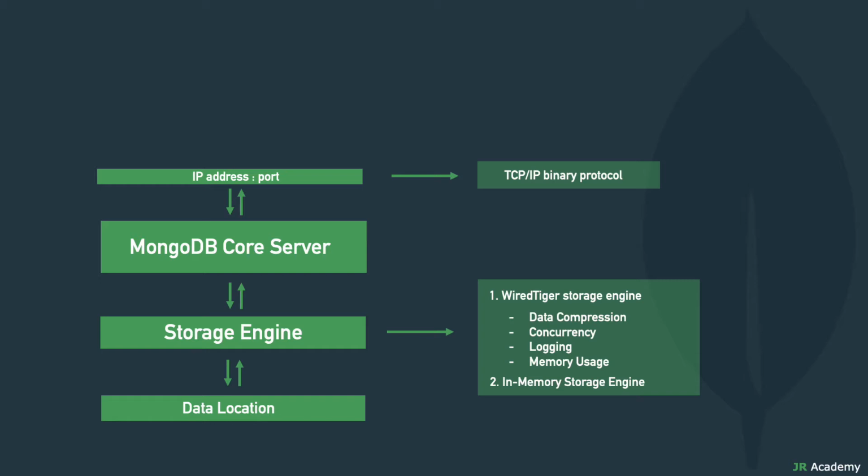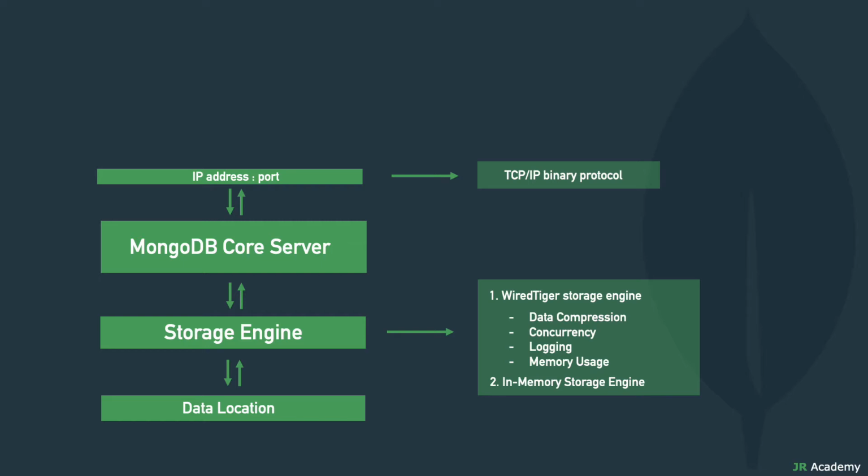For example, we can change the port number, we can change the data location, authentication related parameters, or we can change logging, replication and sharding configurations. So here at the very bottom, we have this data location, and then we have the data storage engine, and on top of that, we have this core engine server.